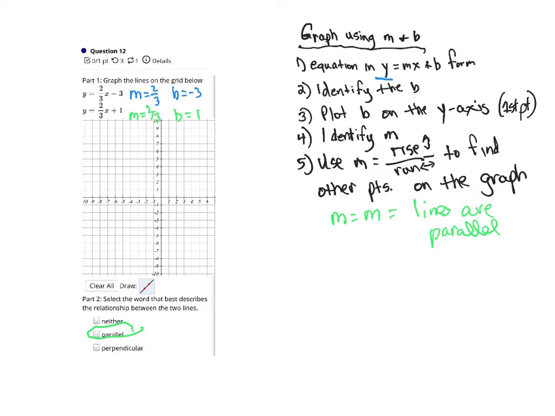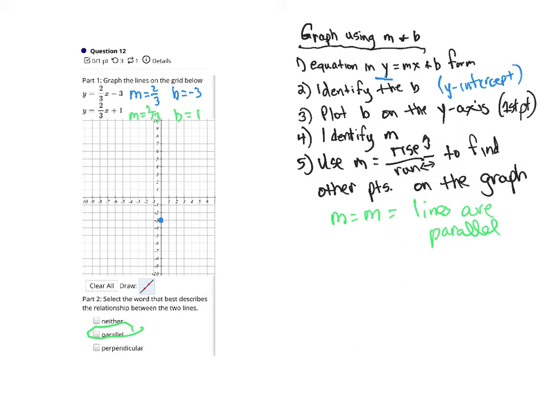The equation is in y equals mx plus b form. We're going to do the blue one first. Identify the b. The b is -3. We're going to plot the b on the y-axis because the b is, remember, the y-intercept. B stands for y-intercept, so it goes on the y-axis. So our b is -3. Our first dot is right here on the y-axis at -3.